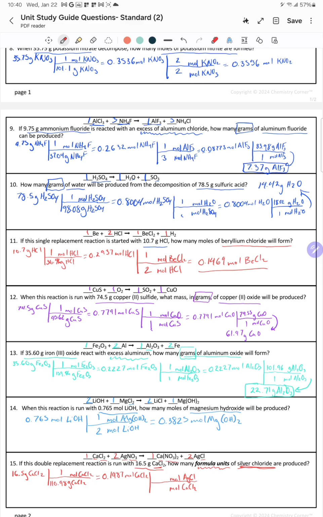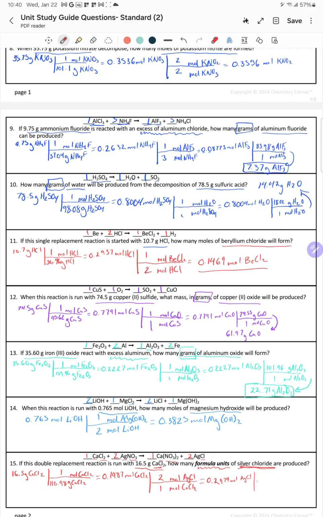All right, so silver chloride is a 2 then, and calcium chloride is a 1. So I'm going to multiply 0.1487 moles of calcium chloride to moles of silver chloride. And you will get a total of 0.2974 moles of silver chloride.